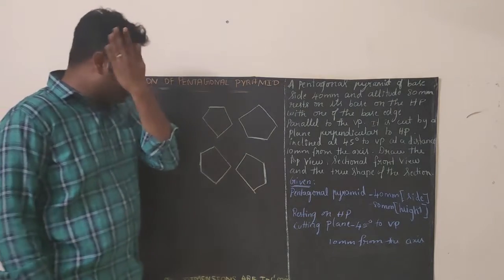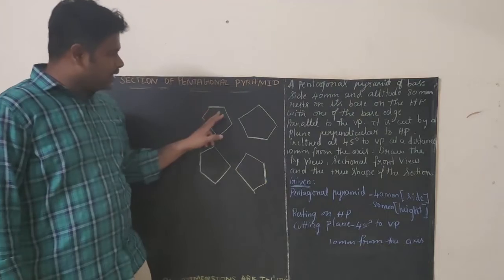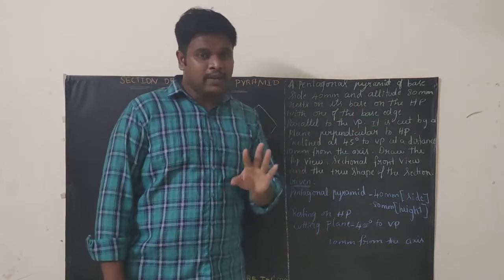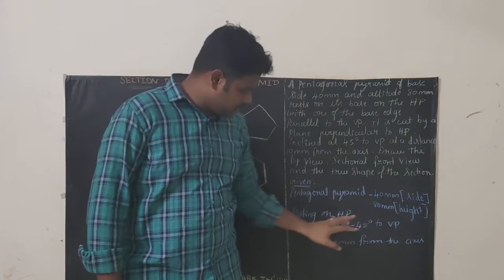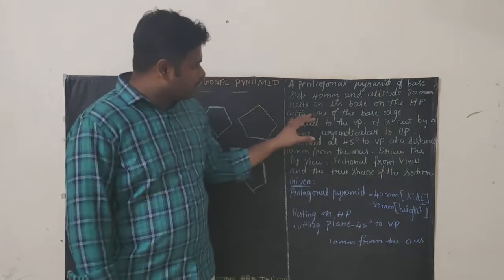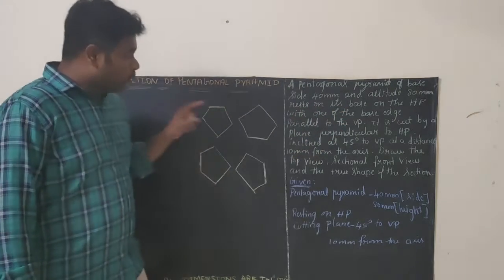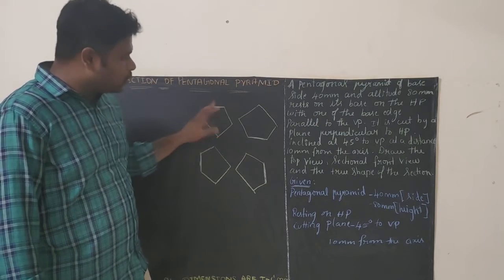Let us complete the question. A pentagonal pyramid of base side 40 mm. So each base side of the pentagon will be 40 mm and altitude 80 mm. So height will be 80 mm. Rest on its base on HP. So resting will be on HP, with one of the base edges parallel to VP. What are they telling? One of the base edges. So this base edge should be parallel to the VP.